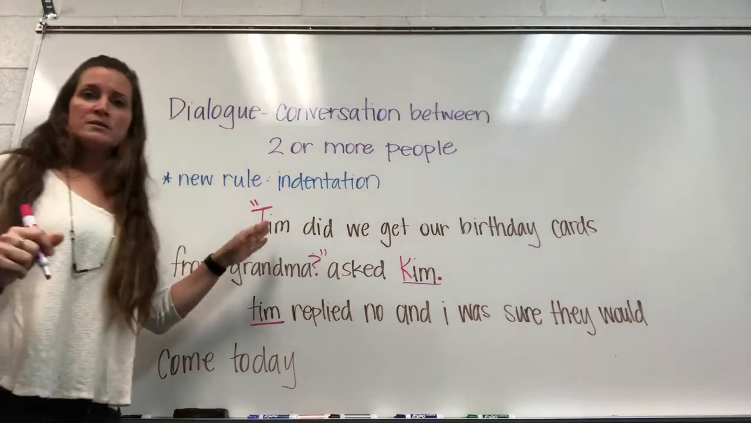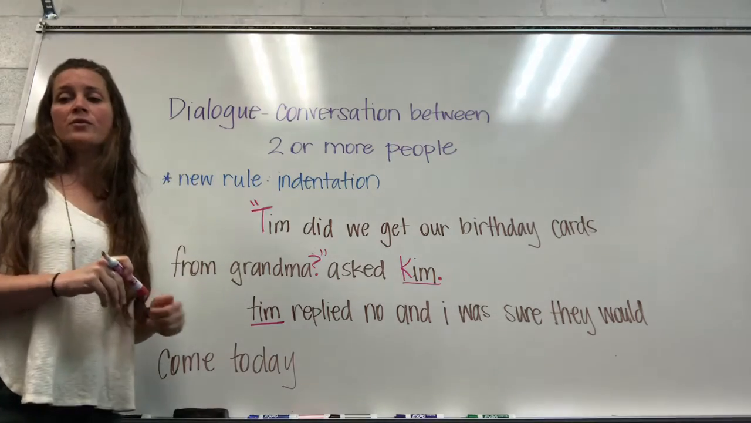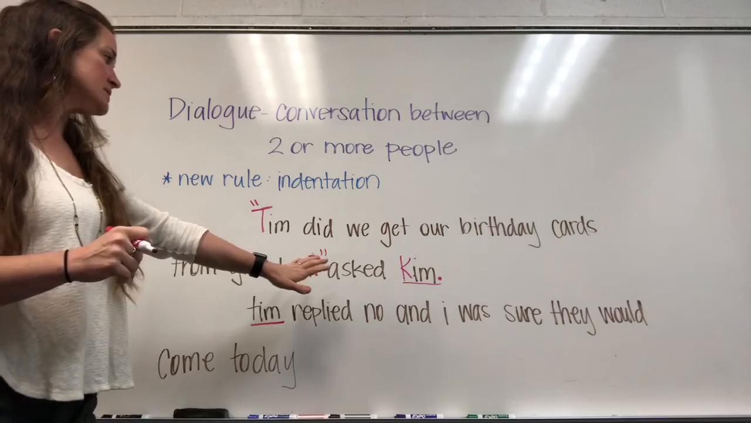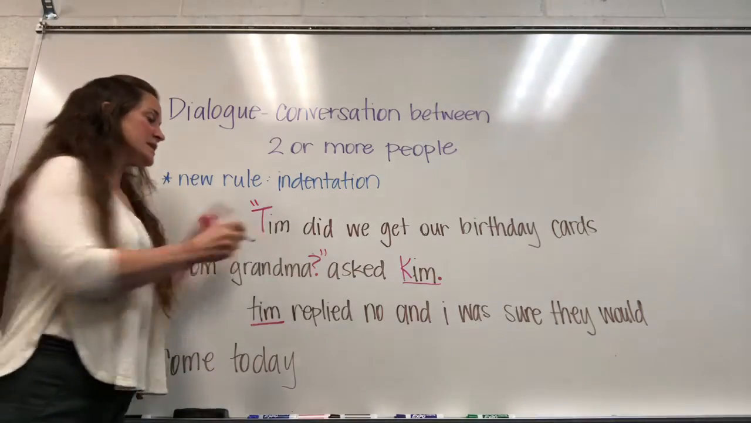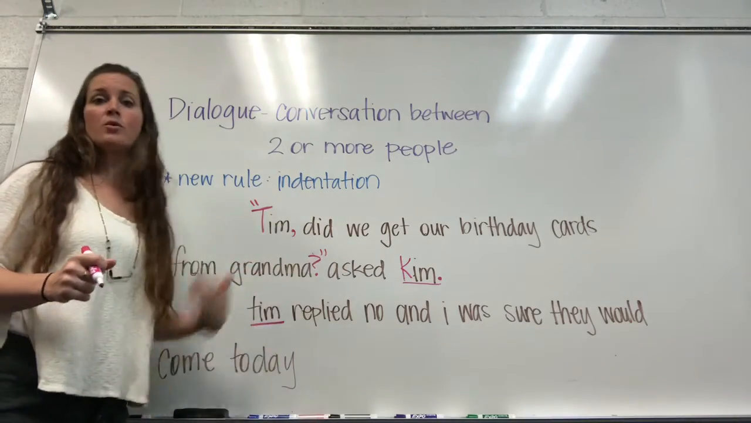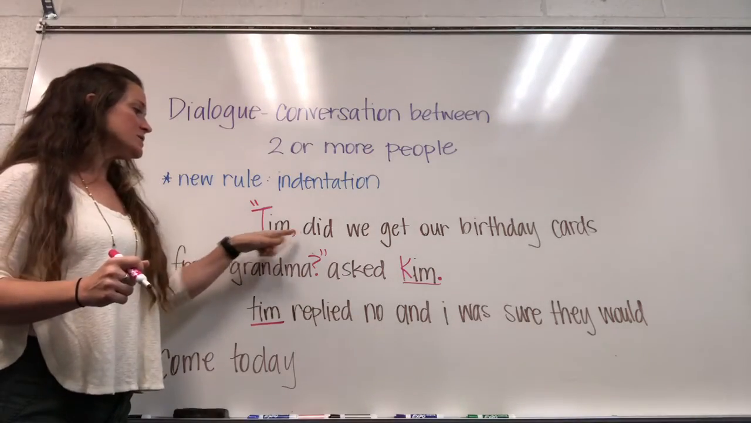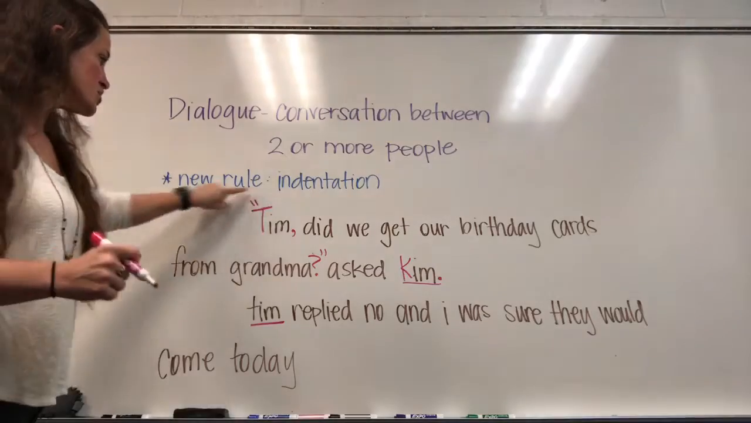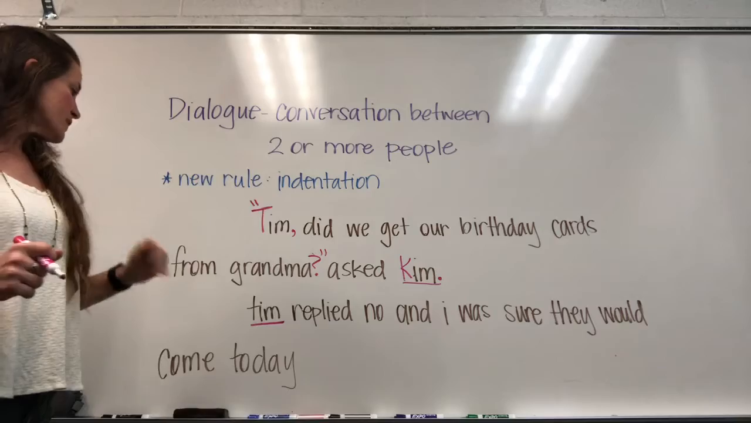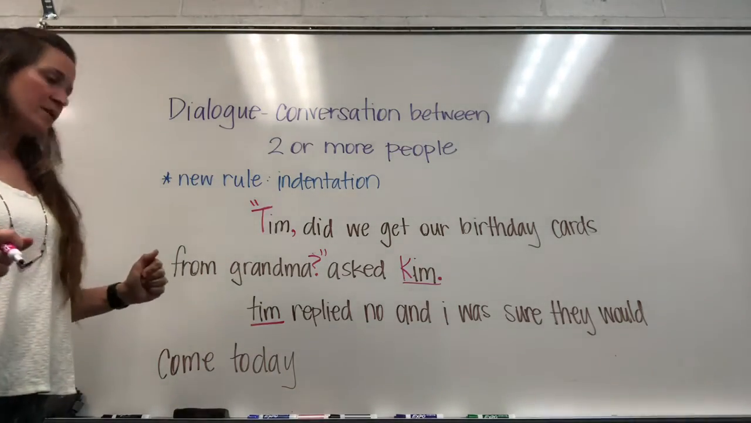And then remember that we also need, in this next step, a punctuation for the rest of the sentence. So we're going to check and make sure we don't need any more punctuations. And we do. Kim is talking to Tim, so because she is directing her conversation or her statement, or in this case question, to Tim, we need to put a comma here. Let's check just this quote. "Tim, did we get our birthday cards from Grandma?" asked Kim. How does that look from everybody?